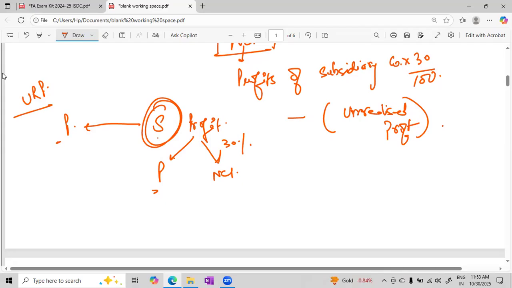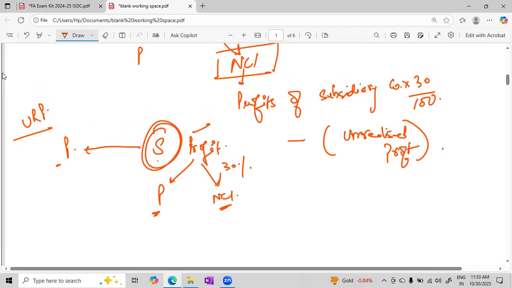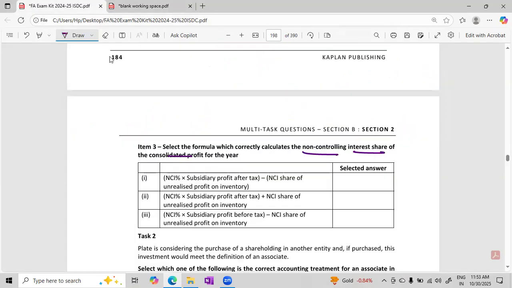so subsidiary is holding the profit. Okay, since subsidiary is holding this unrealized profit, we are going to divide it between parent company and NCI. Okay, so NCI has 30% share, so we are going to deduct NCI's share of the unrealized profit amount. So see over here, we are going to take NCI percent into subsidiary's profit after tax. So this is profit before tax, so ignore this. So we are going to take NCI percent, which is 30%, into subsidiary's profit after tax, and from that we are going to deduct NCI share of unrealized profit, which is this one. Okay, we will calculate this too.